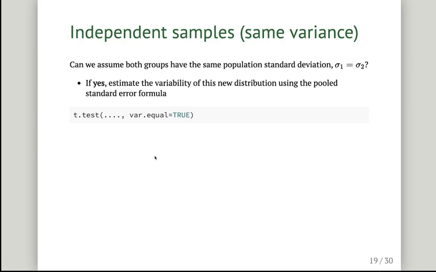So our first assumption is that the populations have the same variance. Variance, remember, is the standard deviation squared. So if the two populations have the same variance, they then have the same standard deviation. If that's true, we'll estimate the standard error using what's called the pooled standard error formula. Details are in your notes for how to calculate that. We will set var.equal to be true.